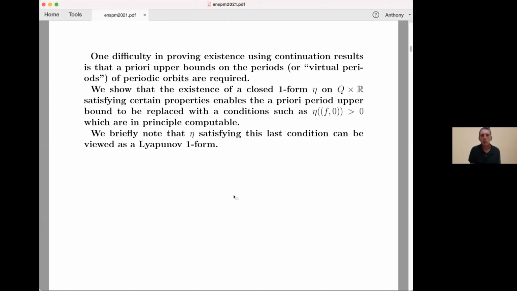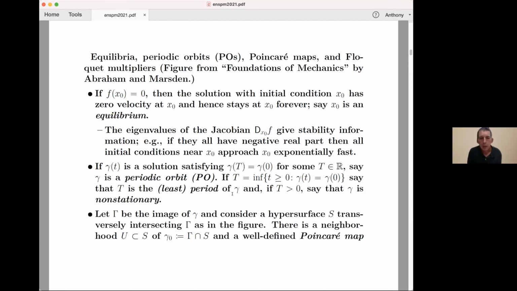So our main contribution here, in a way, was doing away with that requirement, and that required coming up with a certain one-form that I'll talk to you about. And it's related, in fact, to the Lyapunov theory, for example, which you saw in Jacob's talk. So here's a little background.